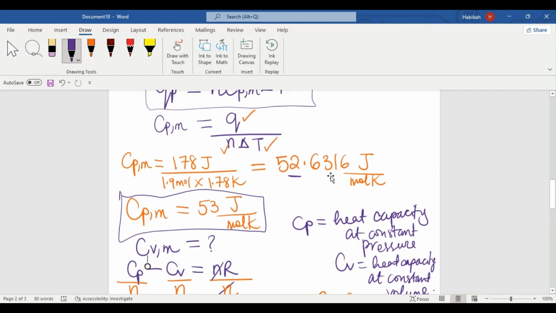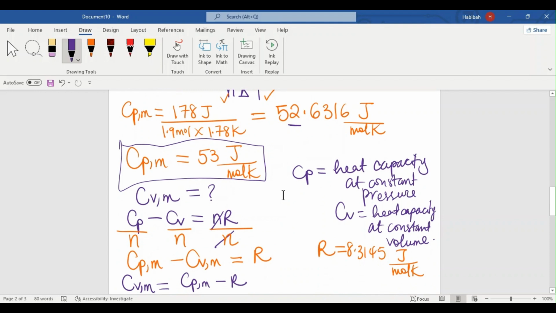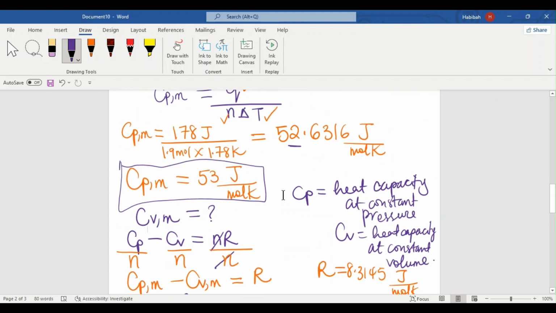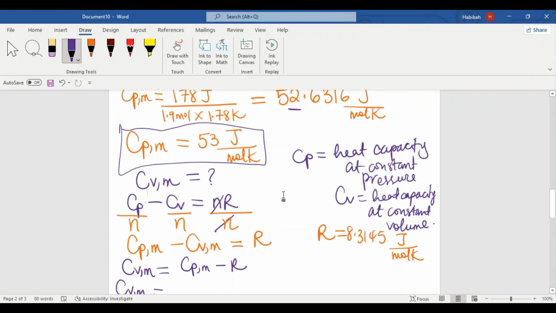But in chemistry, when you are using information to do further calculation, you have to leave it in the actual value, not the approximate value. So hence, we cannot use 53 joules per mole Kelvin. Instead, what we can use is 52.6316, because we want to use the actual value to do further calculation, because if we use the approximate value, we're not going to be getting the actual value. So we use the actual value, and then at the end of the calculation, we can approximate the new value that we get. You're going to see what I'll do in a second.